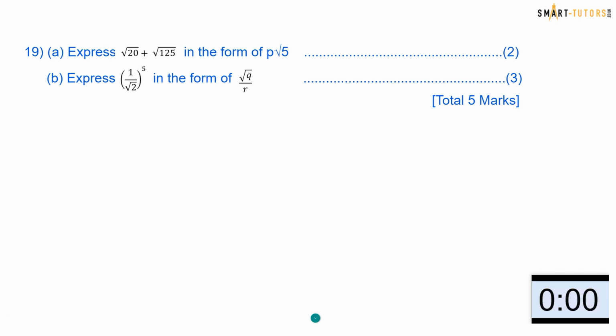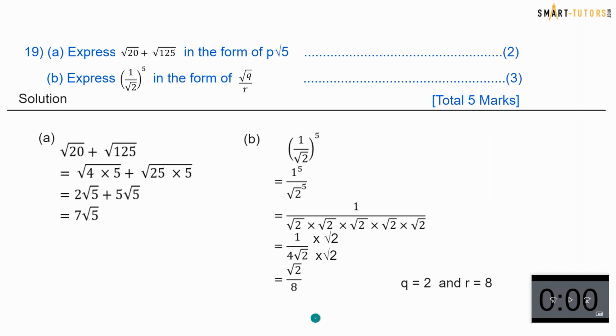That is the end of the time allocated for question number 19. Let's look at the answer and the working out. Square root of 20 can be written as square root of 4 times 5, which is 20. Square root of 4 is 2, so 2 root 5. Square root of 125 can be written as square root of 25 times 5. Square root of 25 is 5, so 5 root 5. So 5 root 5 plus 2 root 5 is 7 root 5.